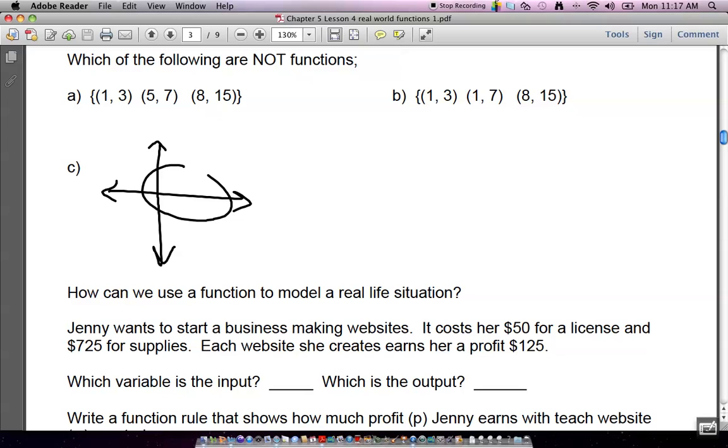All right, Leah, which one's not a function? B. Why is B not a function? Because 2 of the inputs are 1. Very good. The 1 and the 1 make it not a function. What about A? Is A a function? Yes or no, everybody? Yes. What about C? No. Why is C not a function? Because it fails the vertical line test.